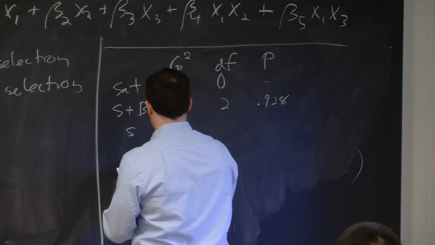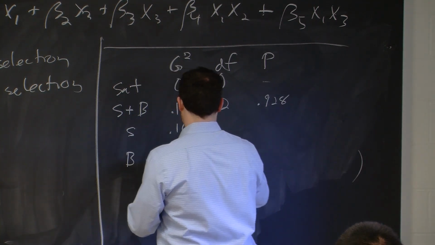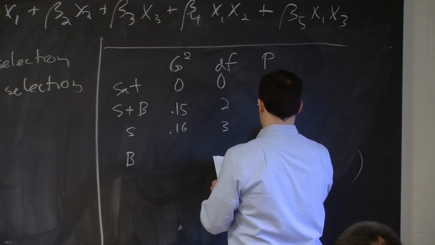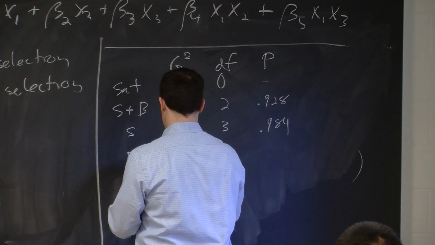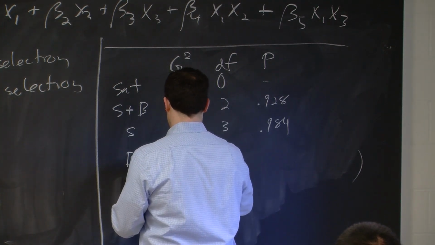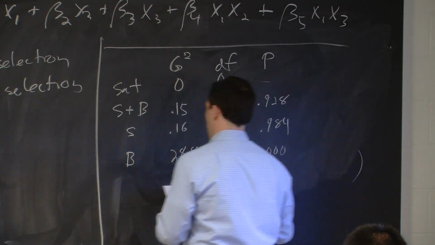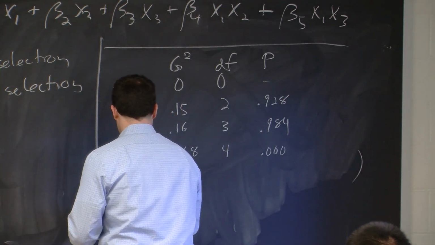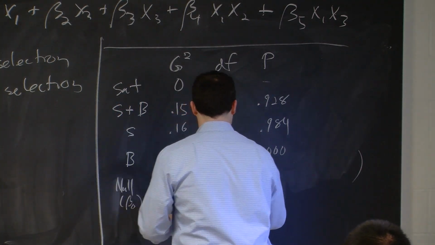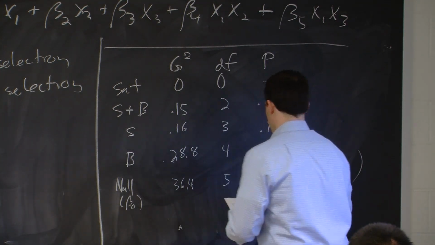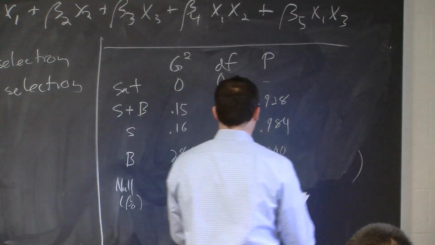928. This is 0.16, 3.984. This is 28.8, 4 degrees of freedom, and null, which is intercept only, 36.4, 5 degrees of freedom. The p-value is 0. Okay, so this says the null model doesn't fit.